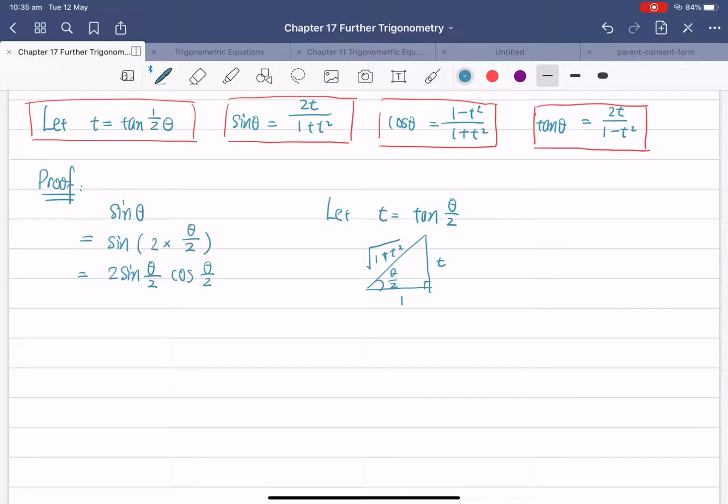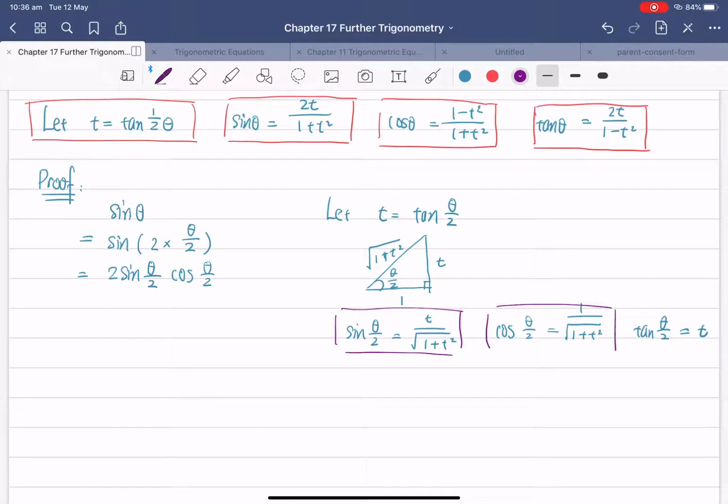So from here we can generate sine theta over 2, which is equal to the opposite over hypotenuse, and that is equal to t over the square root of 1 plus t squared. And then cosine theta over 2 is adjacent, which is 1, over the hypotenuse, the square root of 1 plus t squared. All right, so then the last one is tangent theta over 2, and previously we let t equal tangent theta over 2, so that's just equal to t. So from these three results, we can do a substitution to prove the previous formulas.